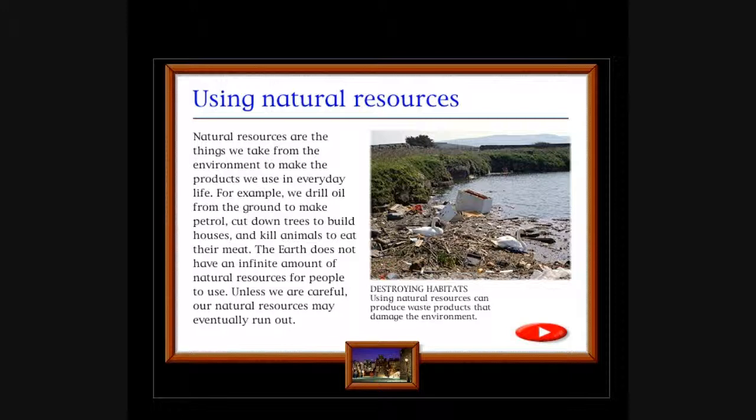Natural resources are the things we take from the environment to make the products we use in everyday life. For example, we drill oil from the ground to make petrol, cut down trees to build houses, kill animals to eat their meat. The Earth does not have an infinite amount of natural resources for people to use. Unless we are careful, our natural resources may eventually run out. Destroying habitats and using natural resources can produce waste products that damage the environment.